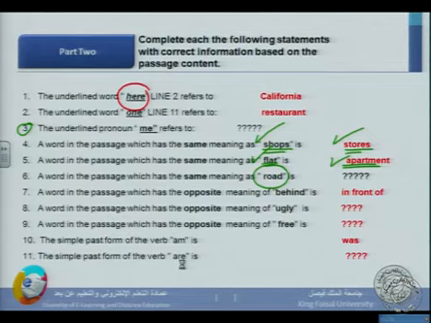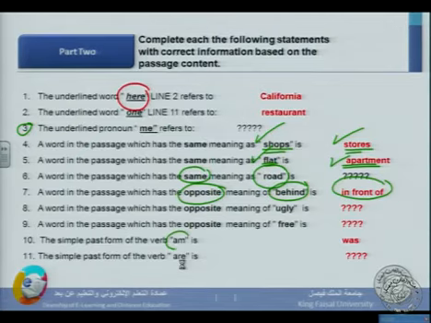Okay? A word in the passage which has the opposite meaning of behind. What does opposite mean? The antonym. Same means similar. But opposite is the antonym. Like what is the opposite of black? White. Behind, this is the word from the last lecture. The opposite of behind is in front of. In the front, in the back and in the front. Also the simple past form of the verb I am. What is the past of I am? Was. But the simple past form of the verb are, this one, think about it.